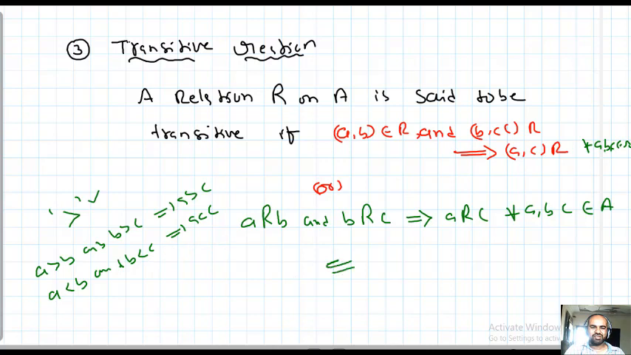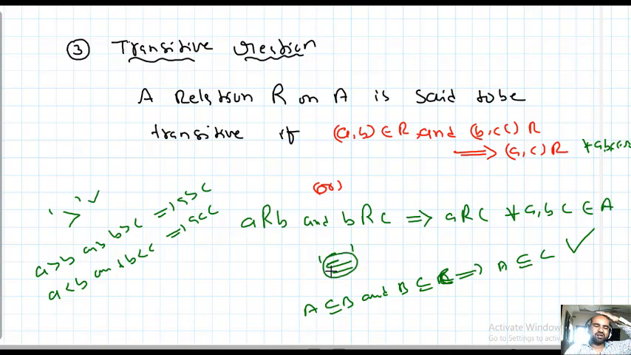Now take subset. Actually, subset is reflexive, but subset is not symmetric, as observed. Now I want to check whether subset is transitive or not. A is a subset of B and B is a subset of C implies A is a subset of C. True or false? We need to check. Automatically A is a subset of C. Correct only, so it is a true statement. What is the meaning of that? Subset is a transitive relation. Subset is reflexive, subset is not symmetric, but subset is transitive. In this way you can check.